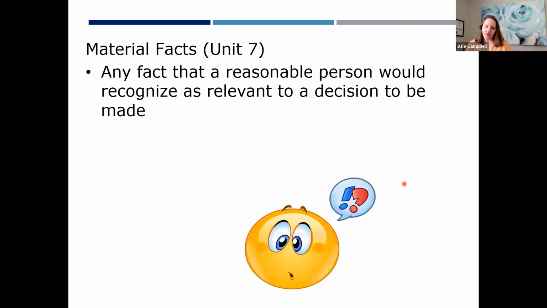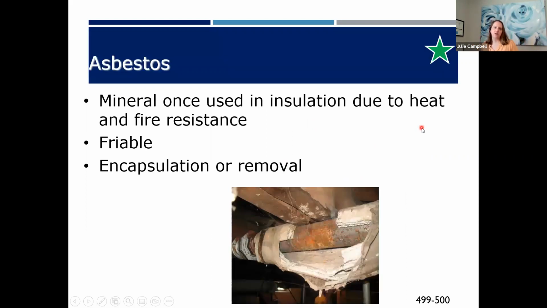So let's start talking about some of the super scary things you may encounter, these environmental issues. And the first one you may encounter is something called asbestos. Asbestos typically can be found as an insulation, maybe wrapped around pipes to help insulate them.